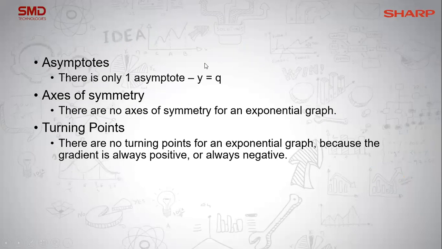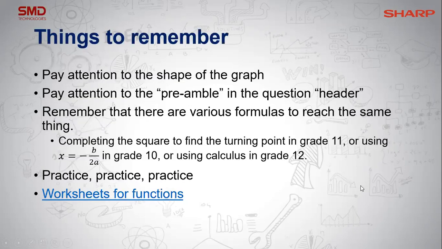With your exponential graph, you only have one asymptote, and that is your shift up and down. Okay, there are no axes of symmetry. You can't fold it anywhere along the point and find a mirror image. Okay, and then again, because there is no change in the gradients, you don't have any other turning points.